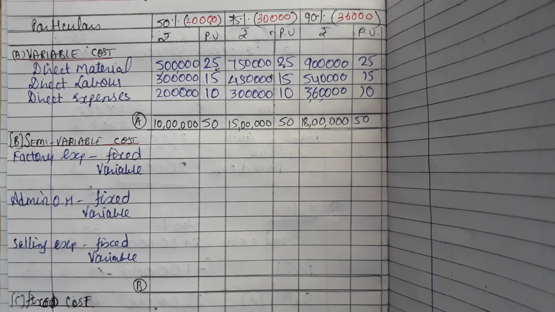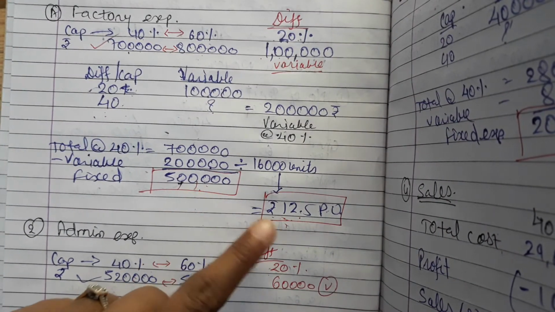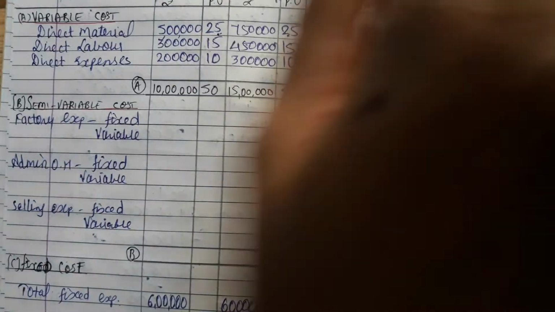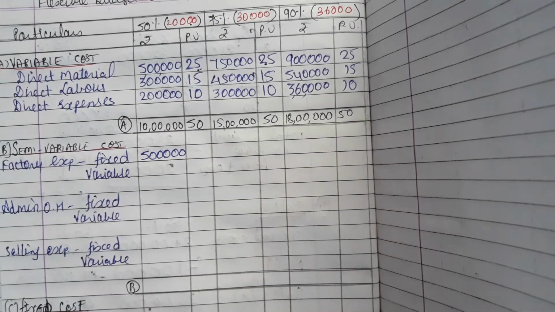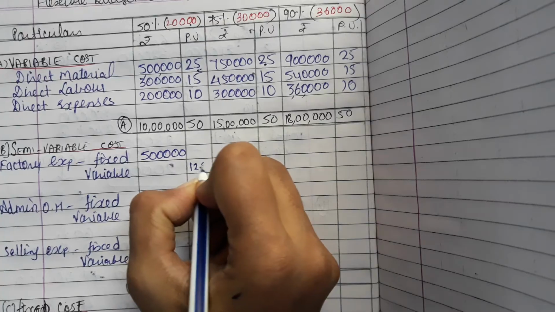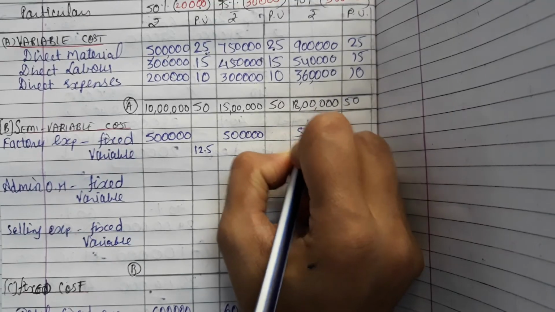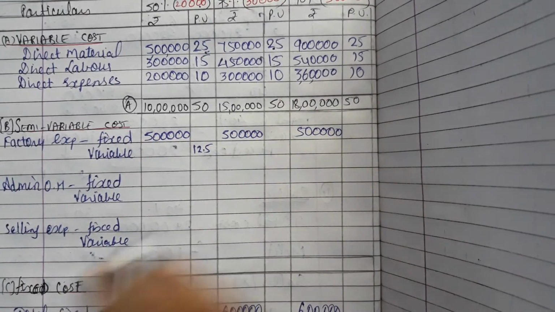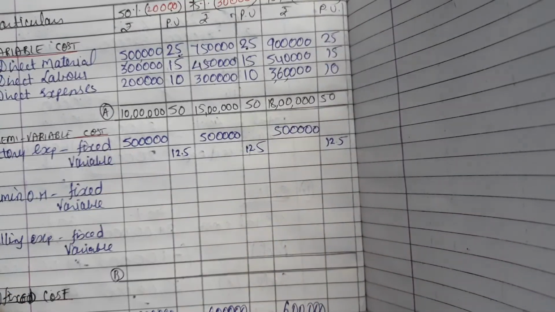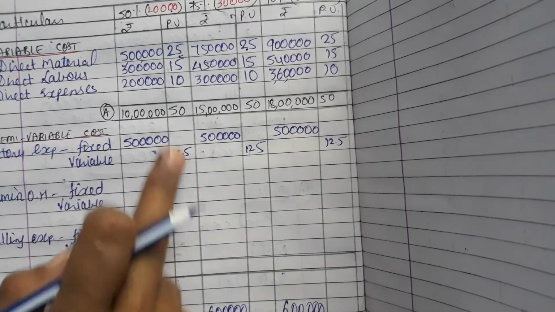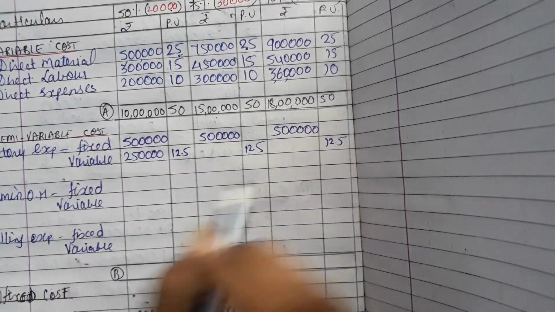Now moving towards semi-variable cost, look at the working note of our fixed expense. Fixed is 5 lakhs and variable 12.5 per unit at all the levels. So fixed 5 lakhs and variable 12.5 per unit at all the cases, as there is no increase, no decrease. So fixed will remain constant in amount and variable will remain constant per unit. So how can we find out the amount? 12.5 into 20,000, so that is 2,50,000.